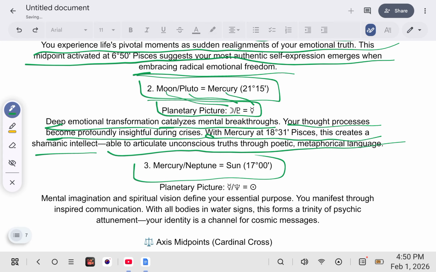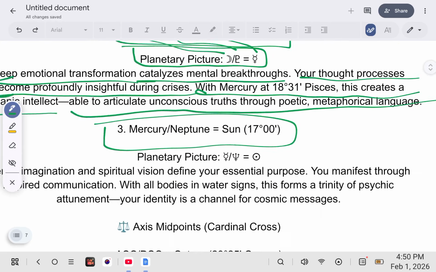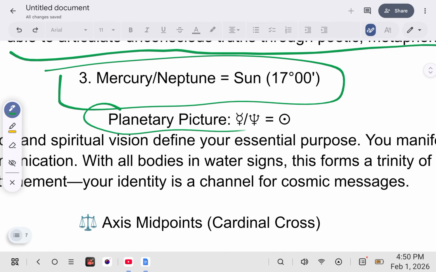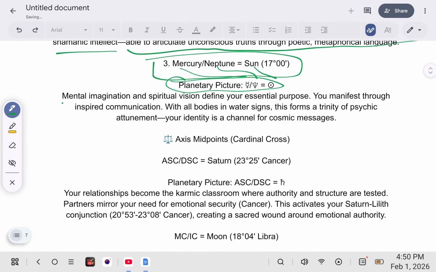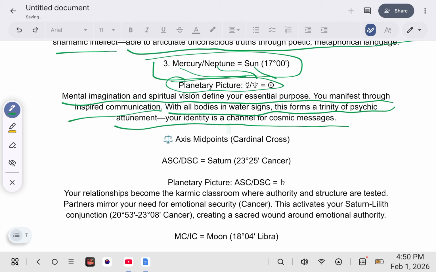Now, I have a Mercury, Neptune, and that equals Sun at exactly 17 degrees of Pisces. There's another planetary picture. There's Mercury, Neptune, and the Sun. Okay. So mental imagination and spiritual vision define my essential purpose. I manifest through inspired communication. With all bodies in water signs, this forms a trinity of psychic attunement. My identity is a channel for cosmic messages.